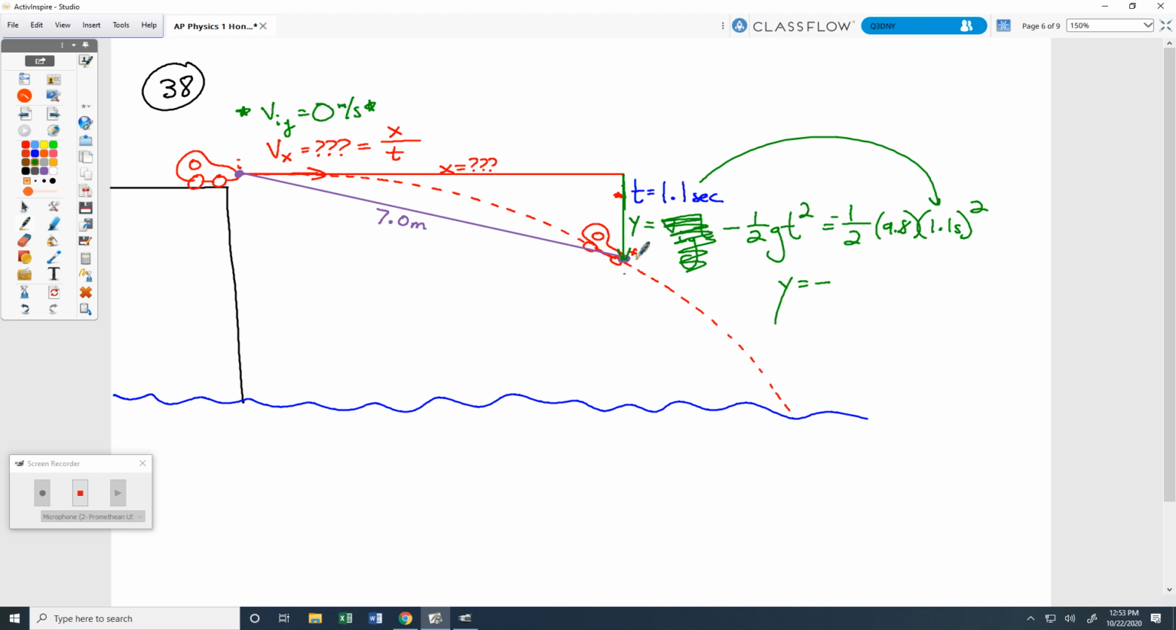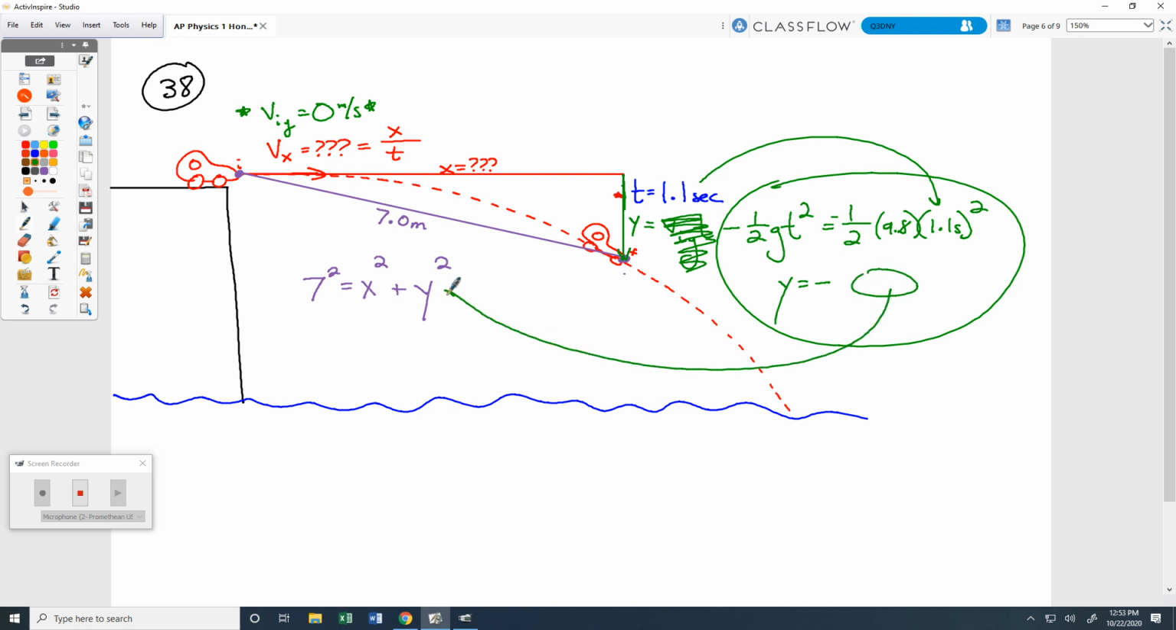How does that help me? Now I can find x because Pythagorean theorem tells me that 7 squared should equal x squared plus whatever my y squared is. So once I find out what the y is, using this lovely equation over here, I can plug that y value in. Here I can find x, and then last but not least, I can take that x and plug it right in there with my time to find how fast this car must have been going when it went off the cliff.